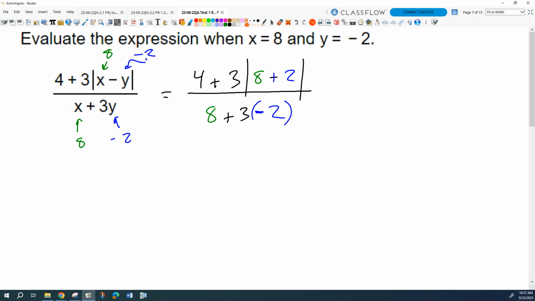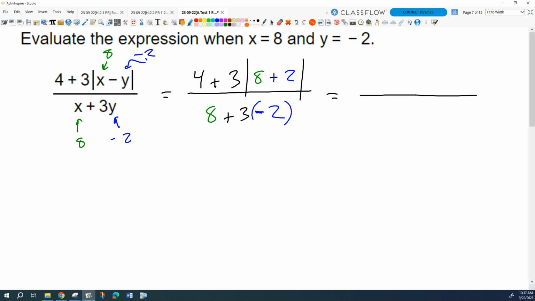Okay, so now we've got a division bar. We can separate the top from the bottom. What's going on the top of this thing? What do I have to do first? Do you see any parentheses here? Absolute values count as parentheses, right? Anything that groups counts as parentheses. So yeah, I've got to do everything inside first.